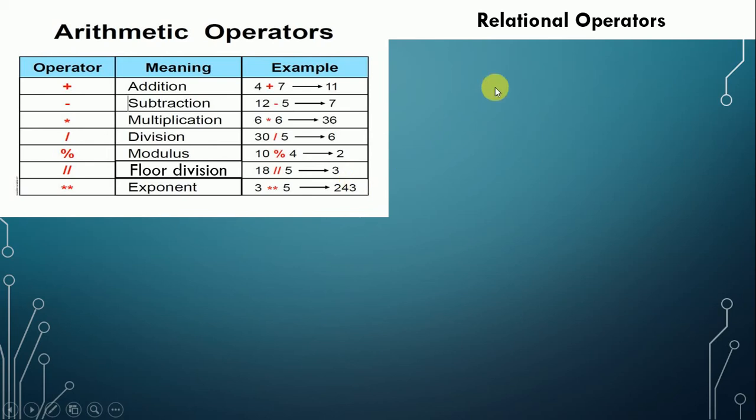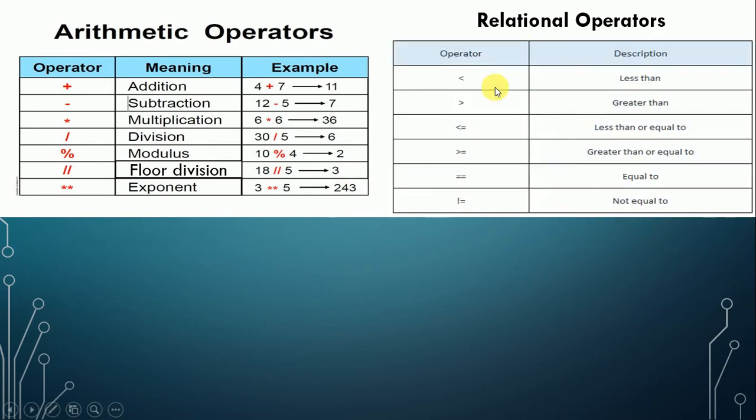Next are relational operators. As the name suggests, relational operators show the relation between two operands. For example, the first operand can be less than the second operand, or greater than, less than or equal to, greater than or equal to, equal to, or not equal to. Whenever we apply these operations on operands, we always get the result in Boolean form. That is, the result will be either true or false.